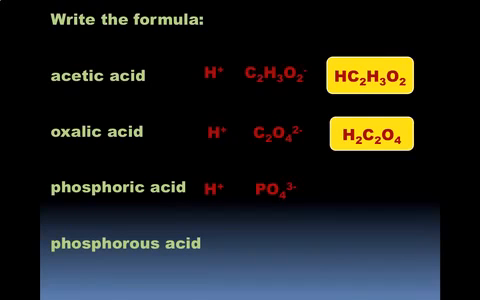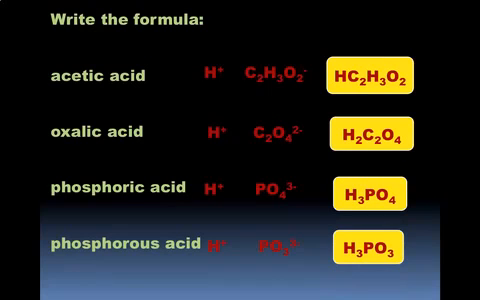So I have H+ for my acid and PO4, which is a 3- charge, so I'm going to need 3 H's, so H3PO4. And phosphorous acid used to be phosphite, so it's PO3. It's still a 3-, so it's going to be H+ and a 3-, so that's H3PO3.